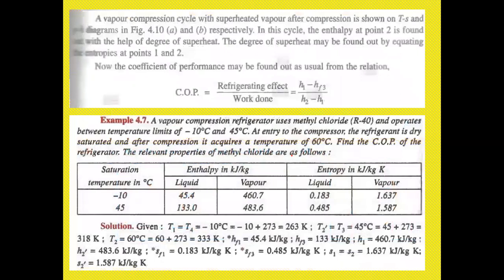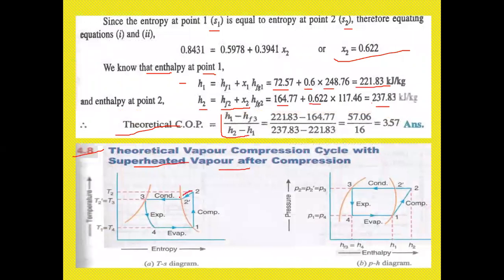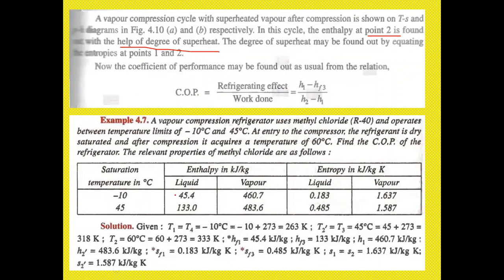Next, a vapor compression cycle with superheated vapor after compression, shown in the TS and PV diagram. The cycle enthalpy at point 2 is found with the help of the degree of superheat. If you see point 2, the superheated vapor changes downwards and is normally condensed to point 3. The process will be changed at point 2. The degree of superheat may be found by equating the entropies of points 1 and 2.